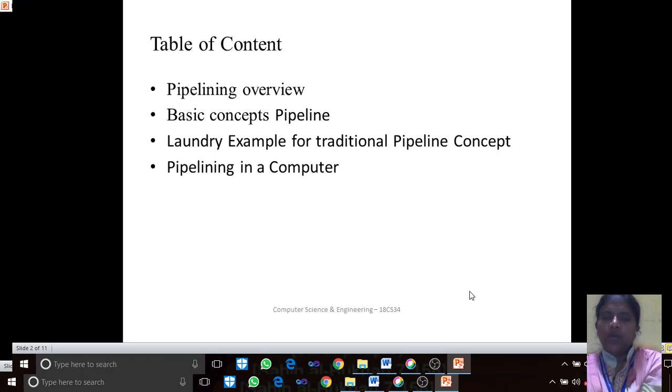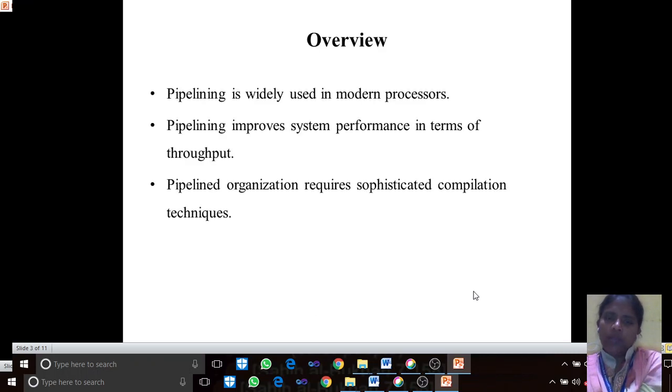Pipelining, the overview of pipelining, basic concepts of the pipeline. Let us take an example of laundry for a traditional pipeline concept. Pipelining, how does it take place in a computer? Pipelining is widely used in modern processors. Pipelining improves system performance in terms of throughput. Pipeline organization requires sophisticated compilation techniques.